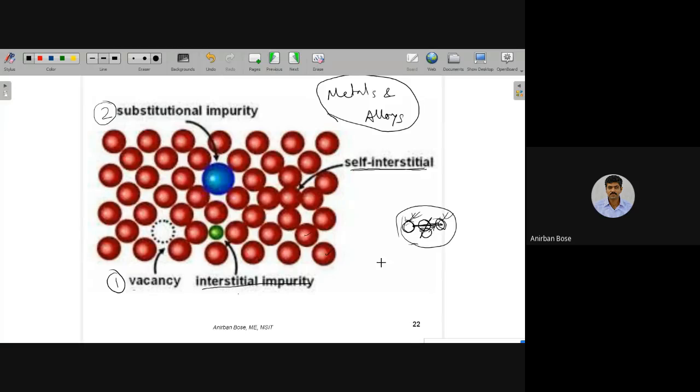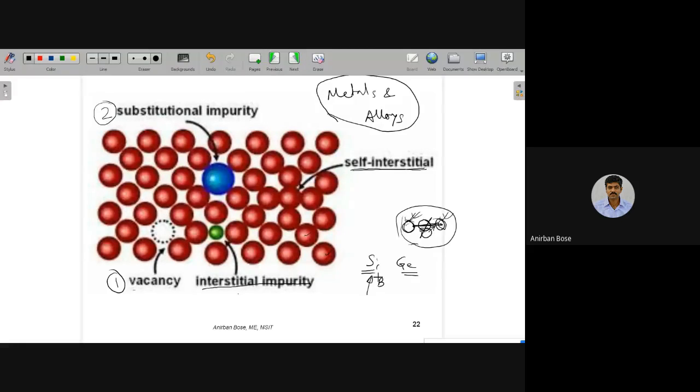Substitutional impurity atoms are very common point defects in covalently bonded material. As you know, silicon and germanium, which are semiconductors, are covalently bonded, right? To make the semiconducting effect more effective, doping with boron or phosphorus is done to make it n-type or p-type. In that case, when doping is done, it is nothing but the substitutional impurity which is added. So in covalently bonded material, substitutional impurity is much more common.